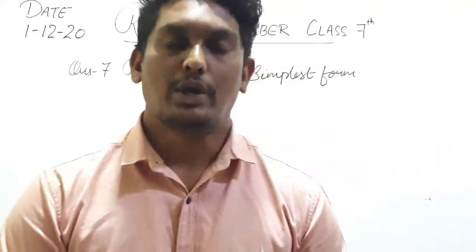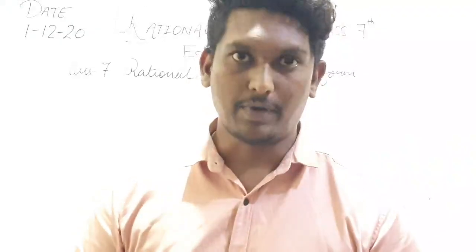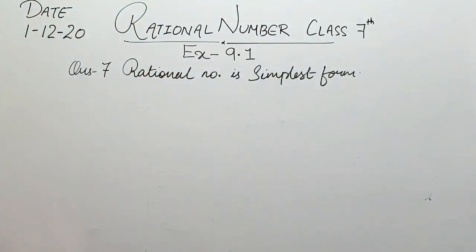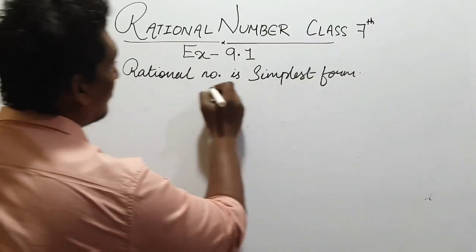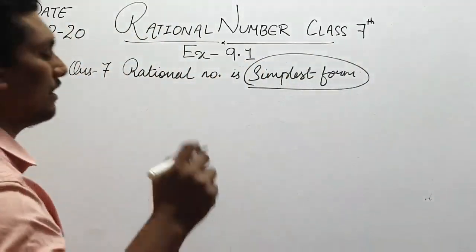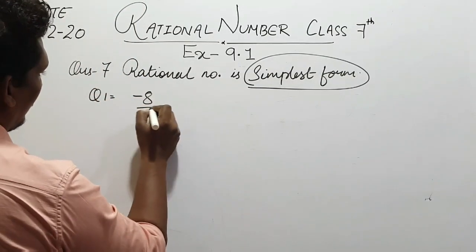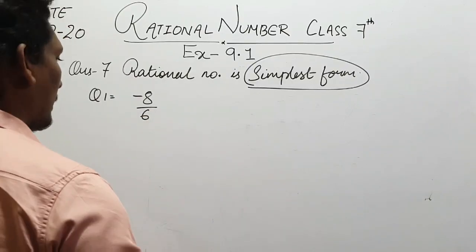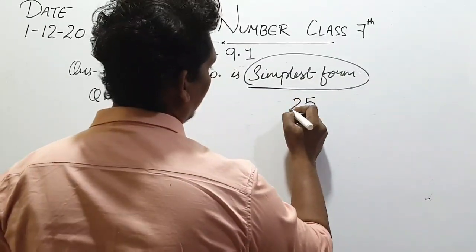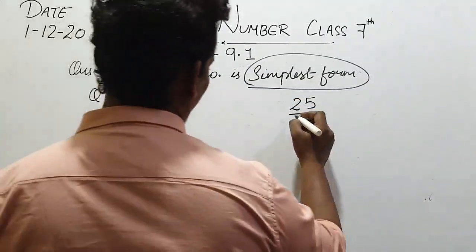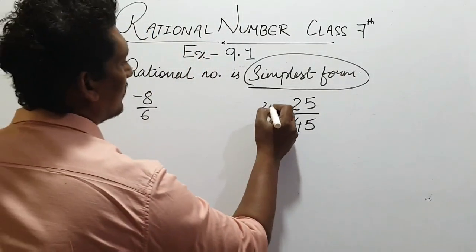So today we are going to continue with the same exercise, that is 9.1 with question number 7, right? So here, as I have written, you have to find the simplest form of the rational number. Our first question is minus 8 by 6. Second one is 25 upon 45. This is the first one and this is the second one.